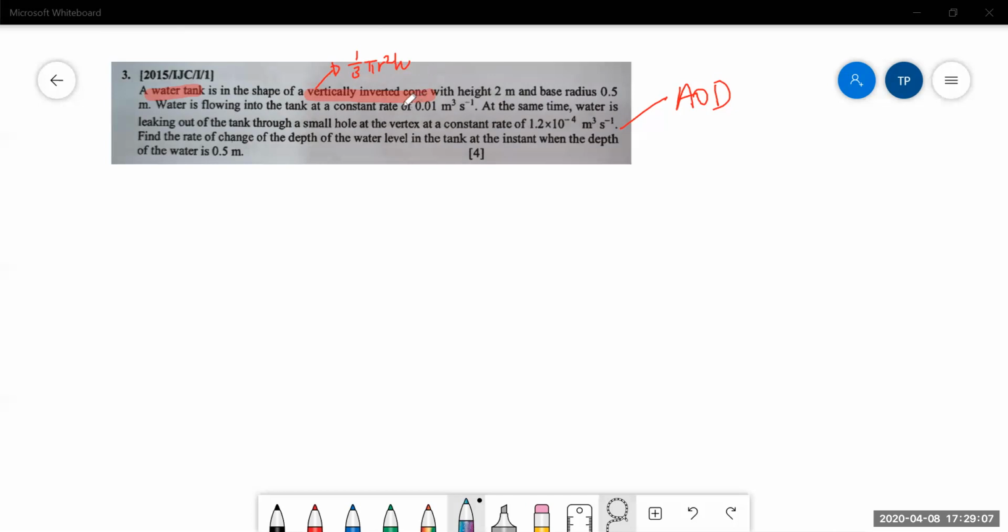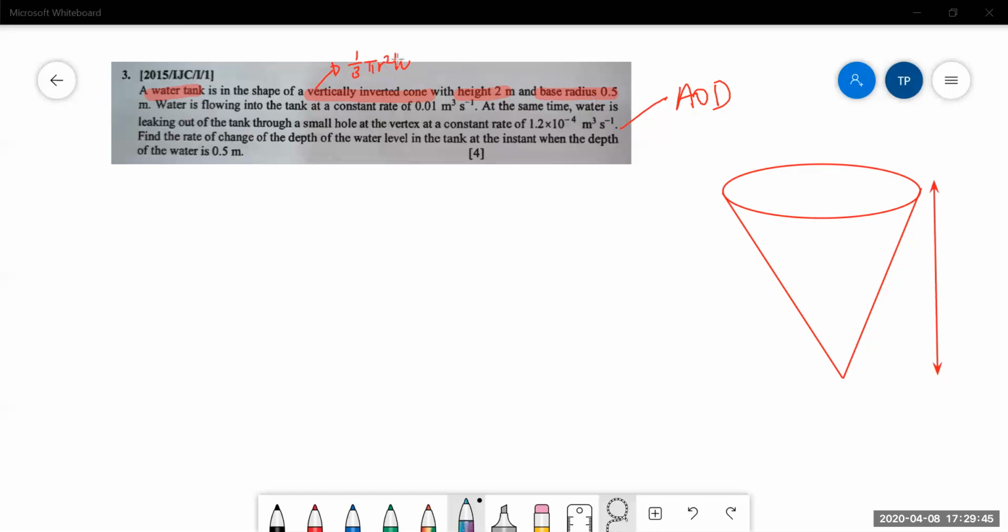So this is a water tank, and it is shaped like a vertically inverted cone. Height is 2 meters, base radius 0.5 meters. So maybe we can draw this cone first. Okay, and it has a height of 2 meters, and base radius 0.5.